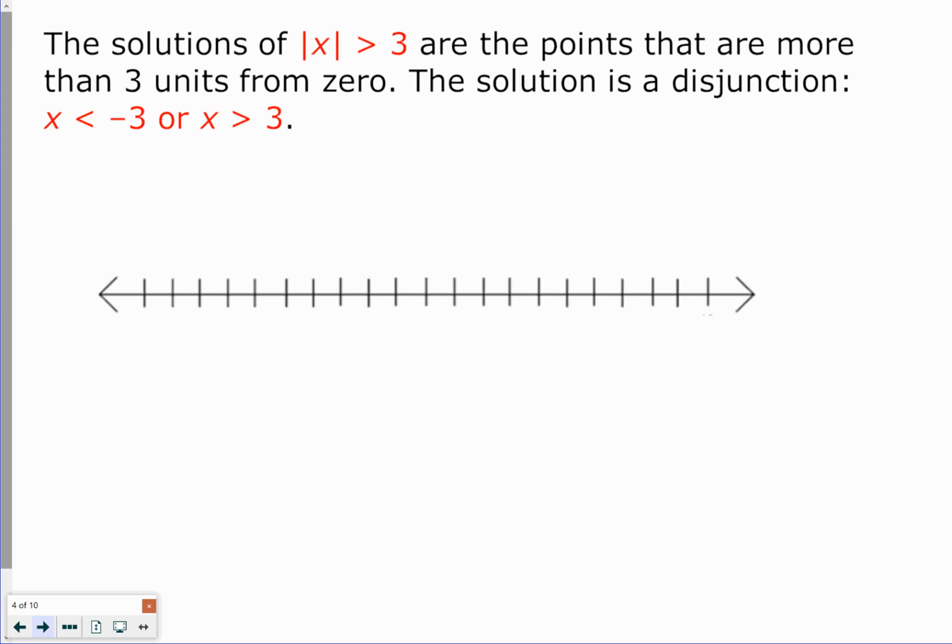Let's do the next one. The next one says the absolute value of x is greater than 3. What values will work for this one? 4. Very good. 1, 2, 3, 4. 5. You see where we're going with that one? Okay. What about on the other side? Negative 4. Negative 5, so we're going there. Excellent.